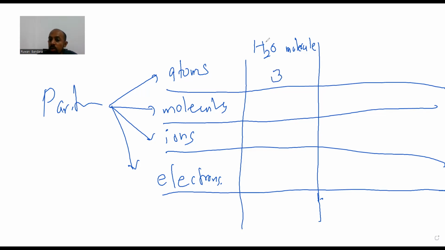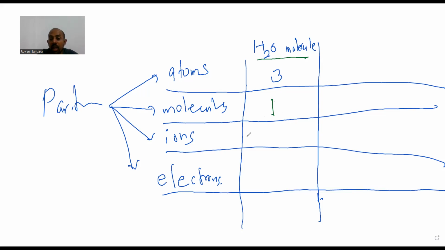This is the most important part. Remember, if you can tackle this, you can write an answer, or usually you will be getting an MCQ, and you can tackle that MCQ. How many molecules are there? One. Yes, good. One, because I said it's one molecule.